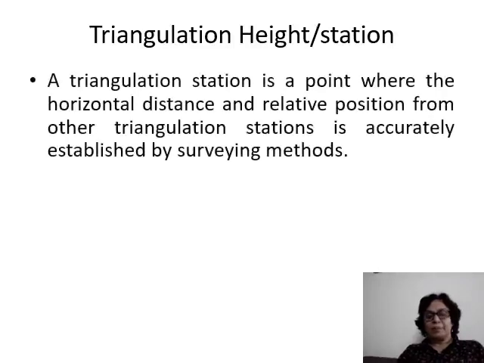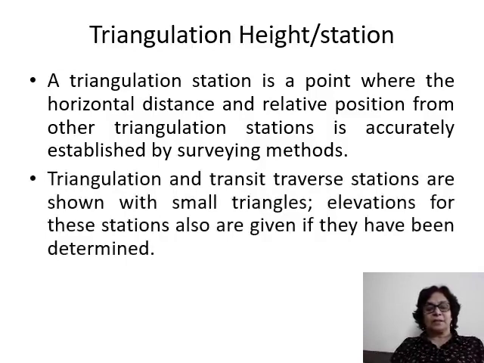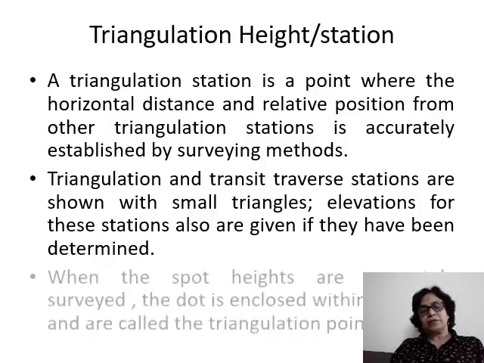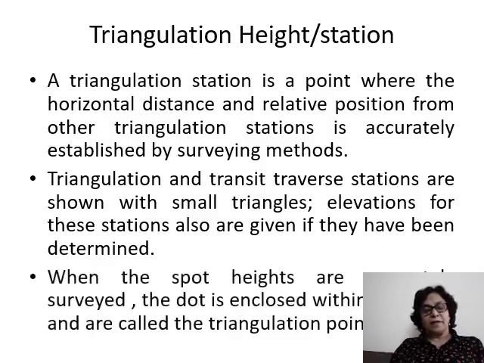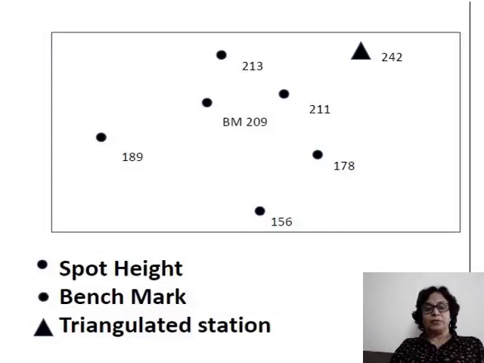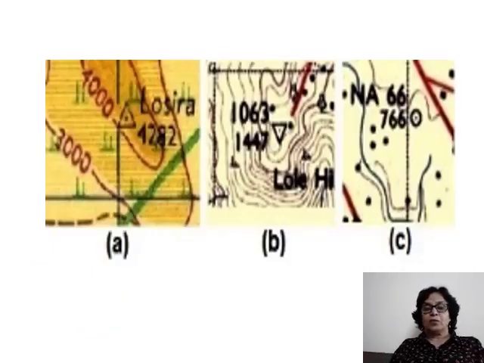Then we have a method of surveying called triangulation survey, where a series of triangles are made, and these are the baselines for the survey. So this is a method which is adopted, triangulation and transit survey, and the relief which is done by this survey is represented by a triangle followed by the height. So here we have all the three: the benchmark, the spot height, and the triangulated height. It is also called a triangulation station because that is the base station for the survey. So this is how they look in the map.